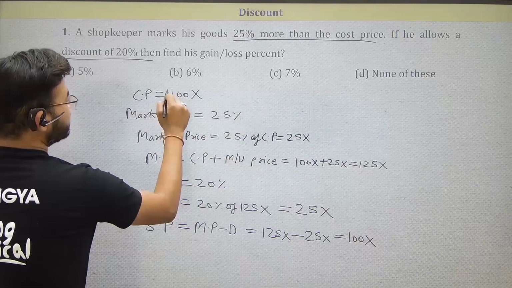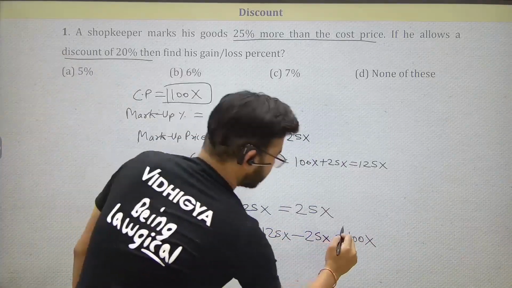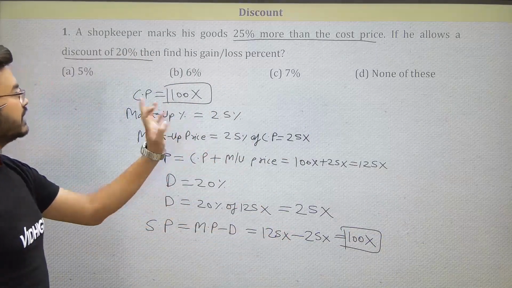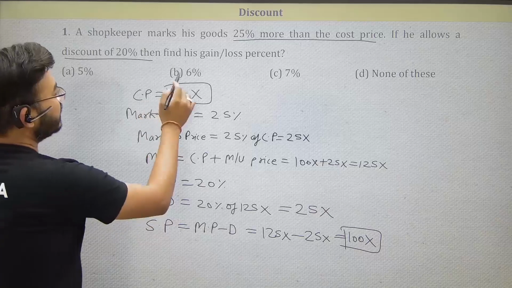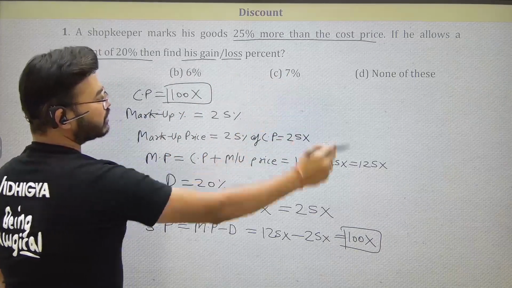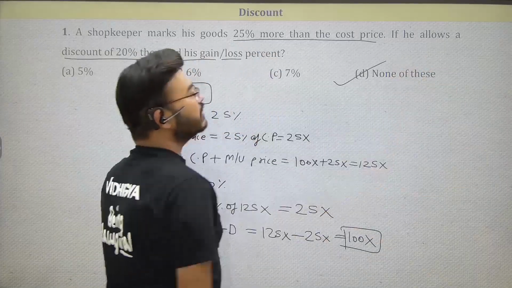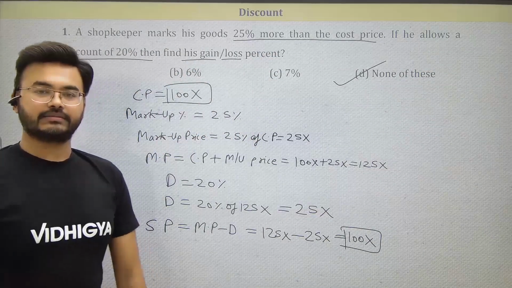So cost price we assumed was 100x. Selling price is also 100x. So cost price is equal to selling price. Hence, we are neither gaining nor losing any amount. Hence, answer will be D, none of these. Okay.